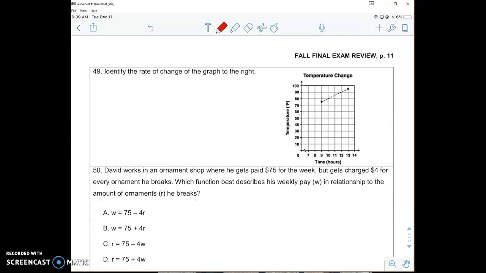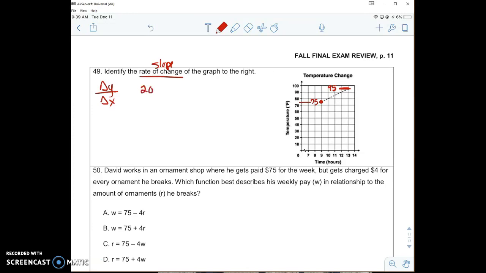Number 49, identify the rate of change of the graph to the right. So we are looking for the slope. And remember, slope is change in y over change in x. So how many up and how many over? At this point, I'm going to say the y value is at 75. And here we are at 95. So from 75 to 95, we're going up 20.